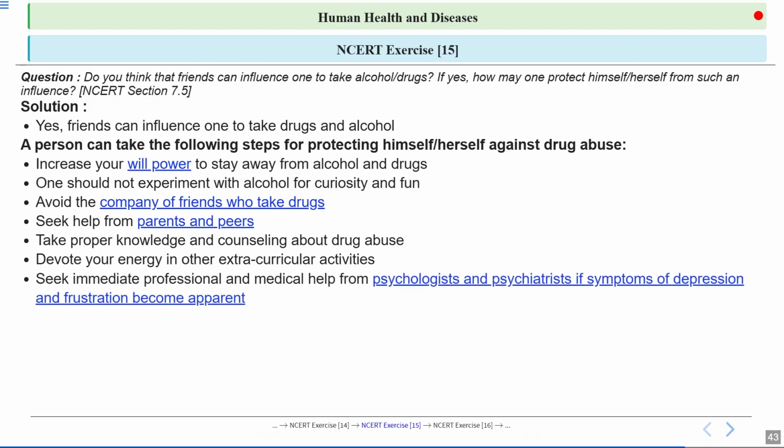Now, if you notice symptoms of depression or frustration, seek immediate professional and medical help from psychologists and psychiatrists. Mental health is just as important as physical health, and getting help early can make a big difference.